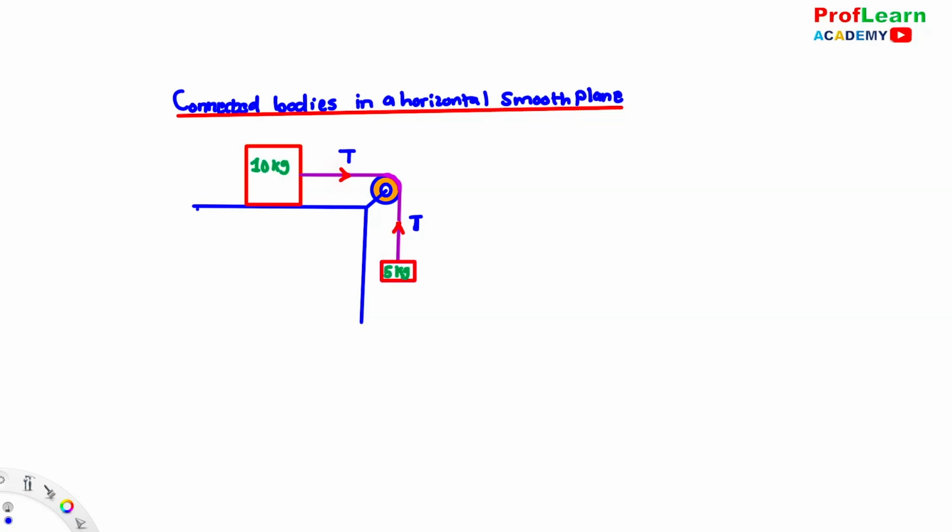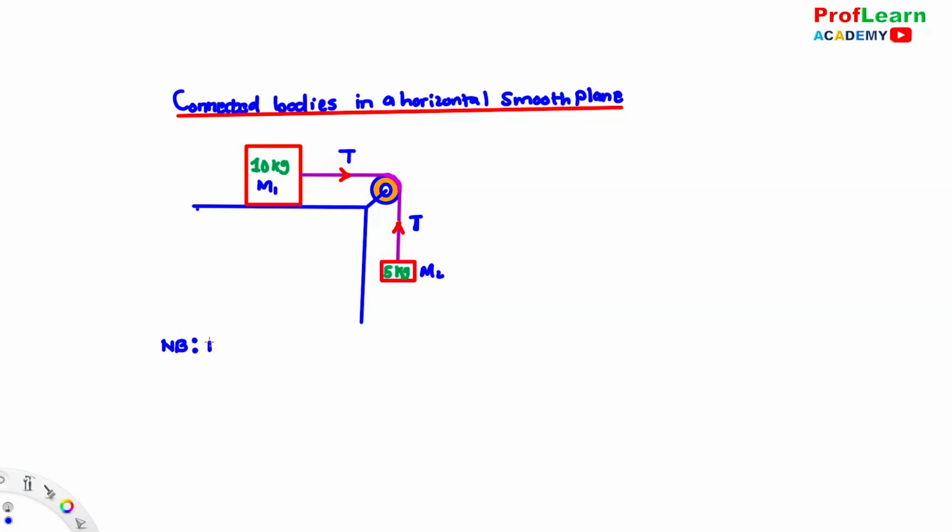This is a very easy question when you are told to work out maybe the tension in the string and also the acceleration. In order to work out this question, it's very simple and straightforward. What you need to do is to identify and look at these bodies separately. You look at the 10 kg separately and you look at the 5 kg separately. Now, in order to do that, I'm going to take you through different steps.